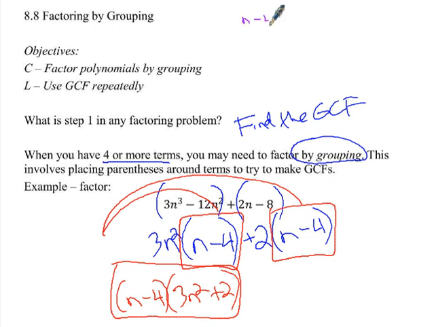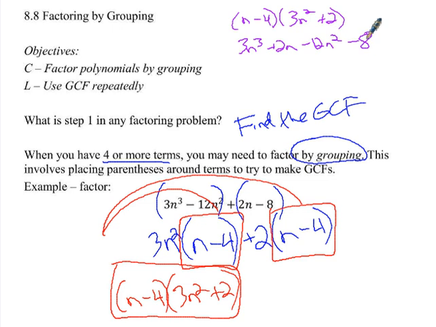(n - 4)(3n squared + 2). FOIL it. n times 3n squared is 3n to the third. n times 2 is plus 2n. Negative 4 times 3n squared is negative 12n squared. And then negative 4 times 2 is negative 8.